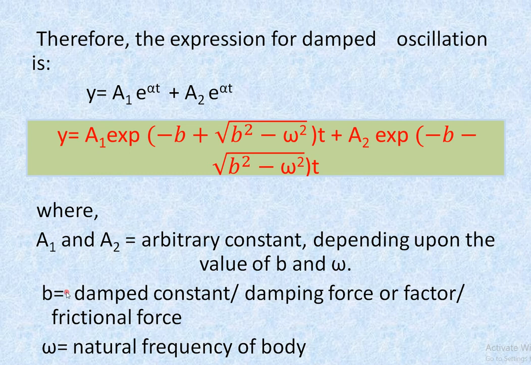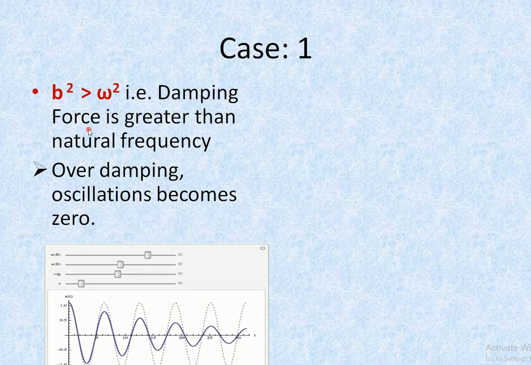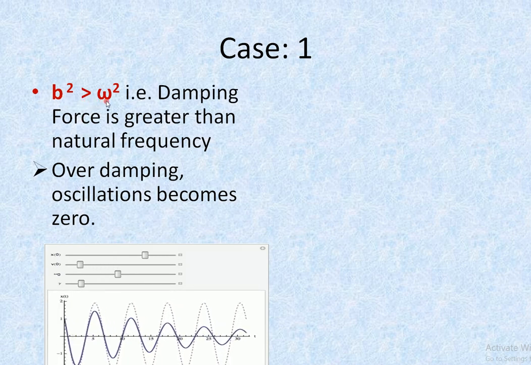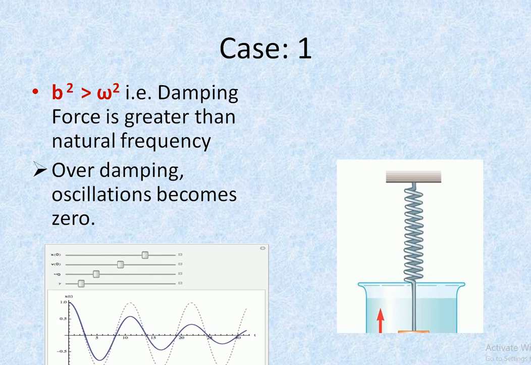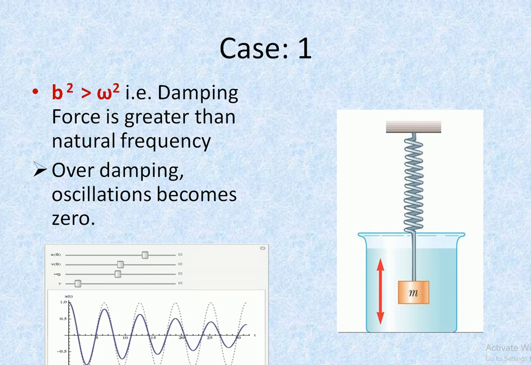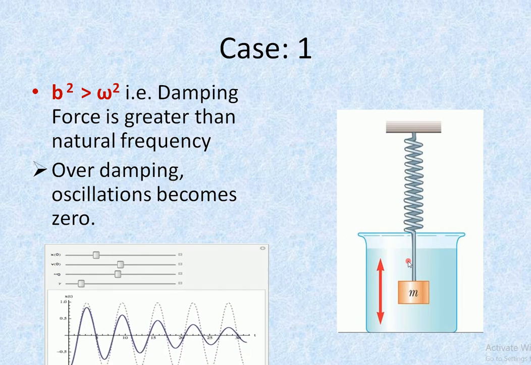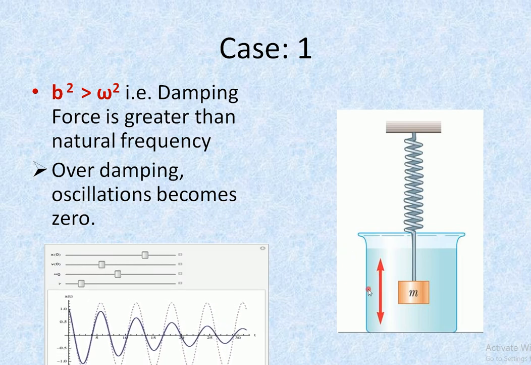Depending upon the values of b and omega, the displacement of the body increases or decreases. So we have to observe three cases. First case is b square is greater than omega square, meaning the damping force is greater as compared to the natural frequency of the body. In this case, the amplitude of the vibrating body decreases to 0 without performing any oscillations. And this is the case of overdamping. An example of this overdamping condition is when a pendulum oscillates in thick oil.